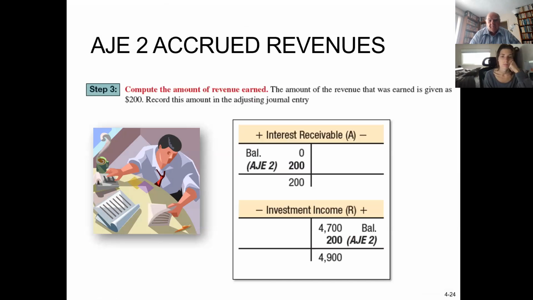And let's take a look here. Let's look at our debit first. They had no receivable to begin with. That makes sense. They debited $200 worth of interest receivable, and they credited interest income for $200. They had already recorded $4,700 of other interest income during the month to get that new balance of $4,900. We're okay so far. Any questions?